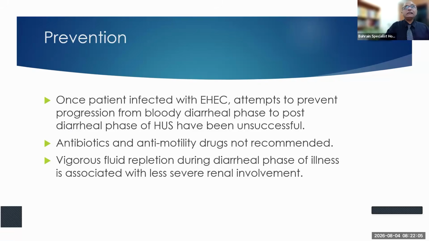Prevention. When the patient is infected with Shiga toxin-producing E. coli, especially E. coli O157:H7, attempts to prevent progression from the bloody diarrhea phase to the post-diarrheal phase of HUS have been unsuccessful. The use of antibiotics and antimotility drugs should not be recommended. Vigorous fluid repletion during the diarrheal phase of illness is associated with less severe renal involvement, and restriction of fluid, excessive IV fluids during the acute renal phase should be avoided.